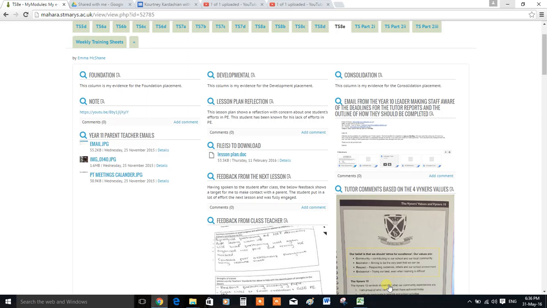Teaching Standard 8E has been met as part of my shared pastoral responsibility by writing Year 10 reports with the form class that I am linked with. The first part of my evidence just shows the email from the head of Year 10 outlining what the comments should include, what the data should consider, and the outline of how to write the comments.